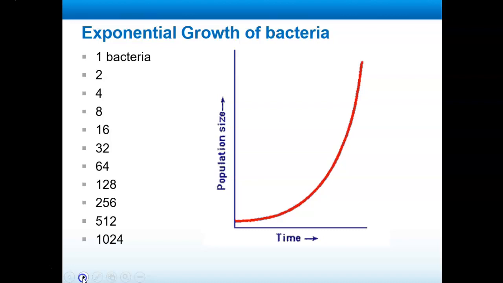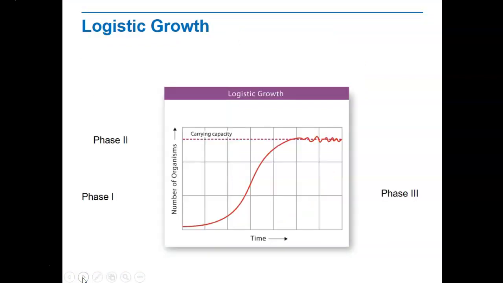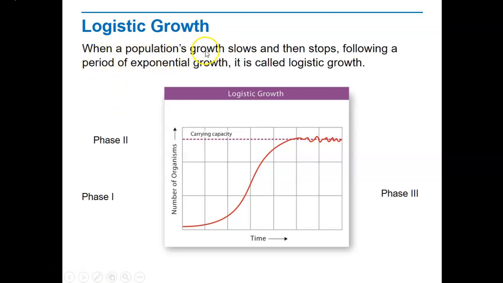But eventually, those bacteria are going to run out of food and space. They can't grow forever until they fill the entire planet Earth. That's not going to be a thing. So if we go long enough, our graph is going to change into this shape here. And you should sketch this in your notes as well. This is called logistic growth. And let me explain it to you, and then I'll give you a chance to do some writing here. This is when a population's growth slows down, and then the growing actually stops following a period of exponential growth.